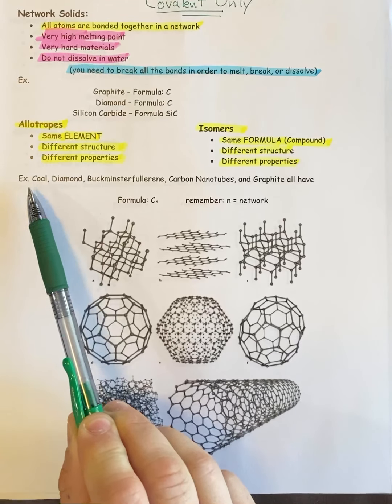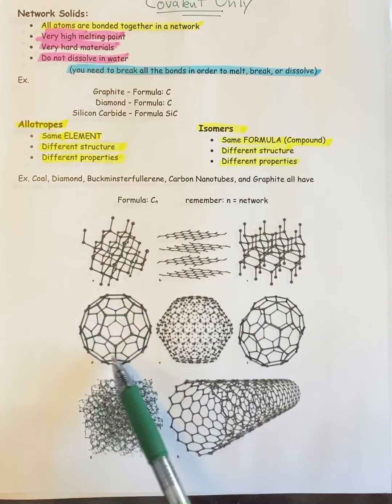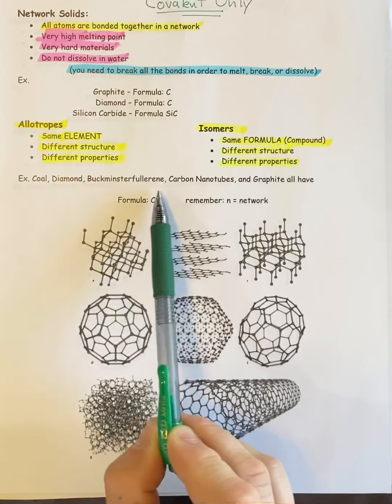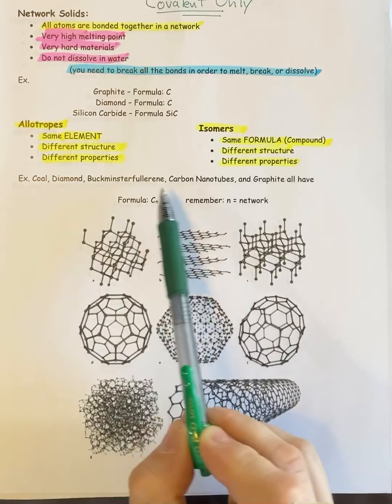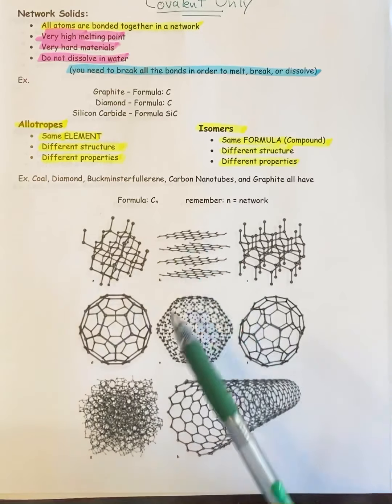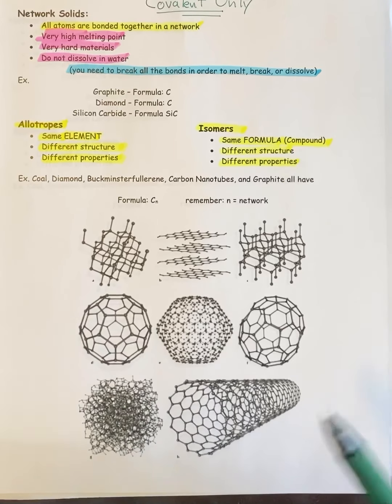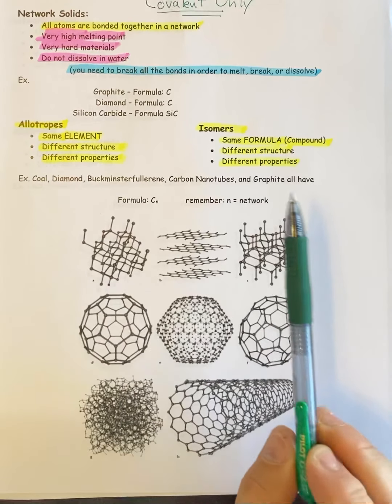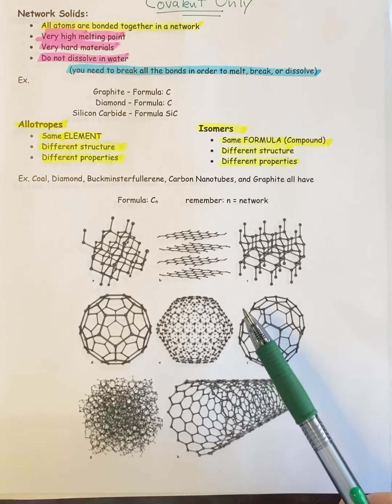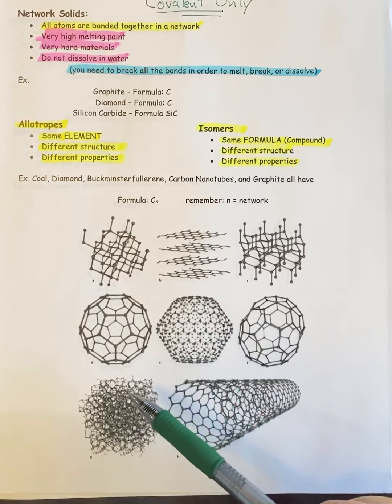So you can have coal, diamond. This fancy ball thing is called a Buckminster fullerene. That's two German scientists' last names together. They're the ones who discovered it. Carbon nanotubes, which are these tubes of carbon, and graphite, which we talked about, and I don't even know what this thing is down here, but it's enormous. And so these are all allotropes because they are the same element, but they have different structures. The different structures cause different properties.